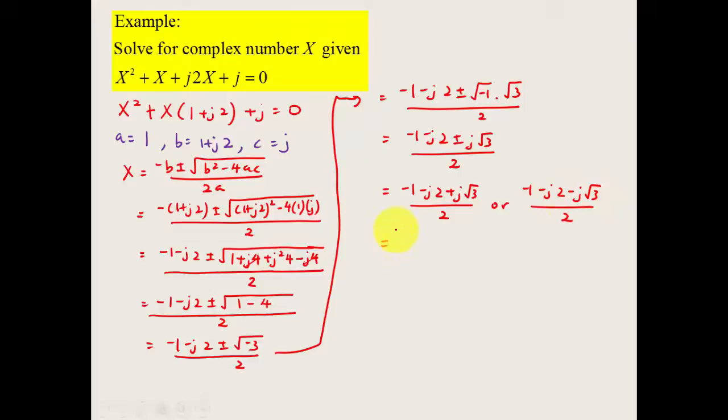I'm almost at the end of the working. All I need to do now is to separate the real parts from the imaginary parts. So I have minus half plus j bracket negative 2 plus square root 3 entire thing over 2. And the other answer would be minus half plus j bracket negative 2 minus square root 3 the entire thing over 2. So these are the two possible answers for x.